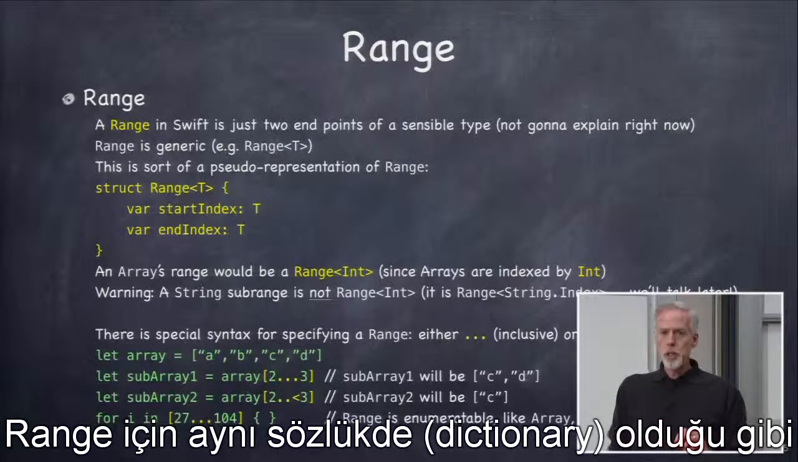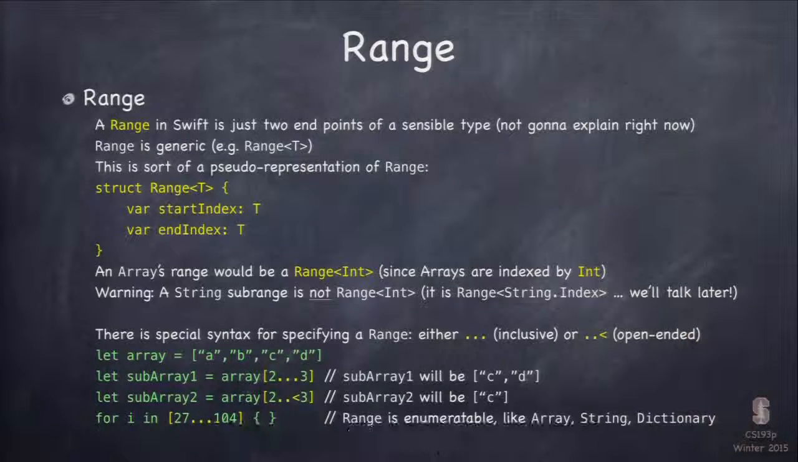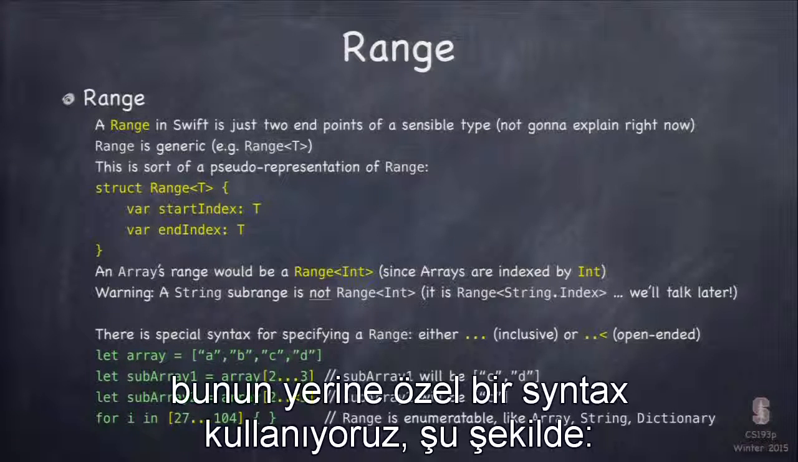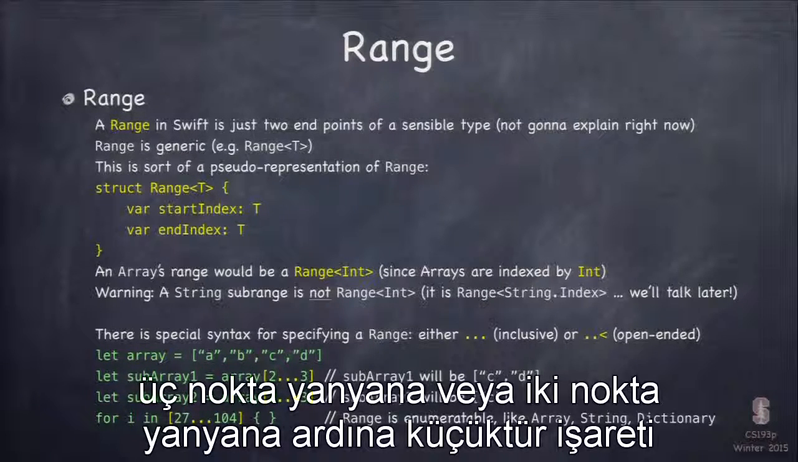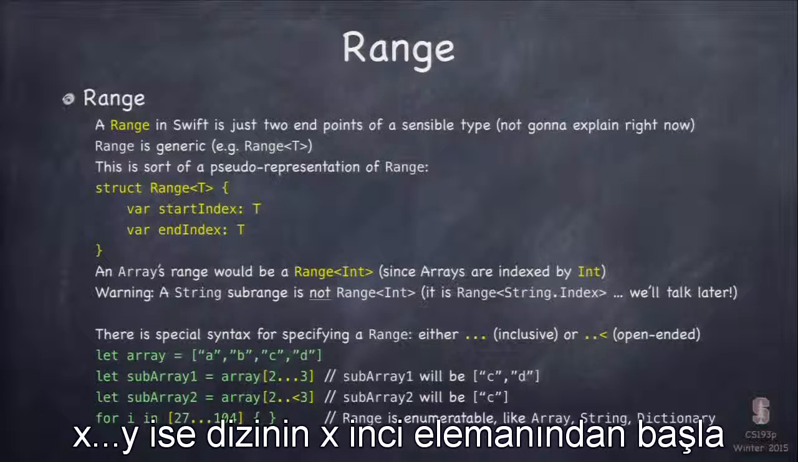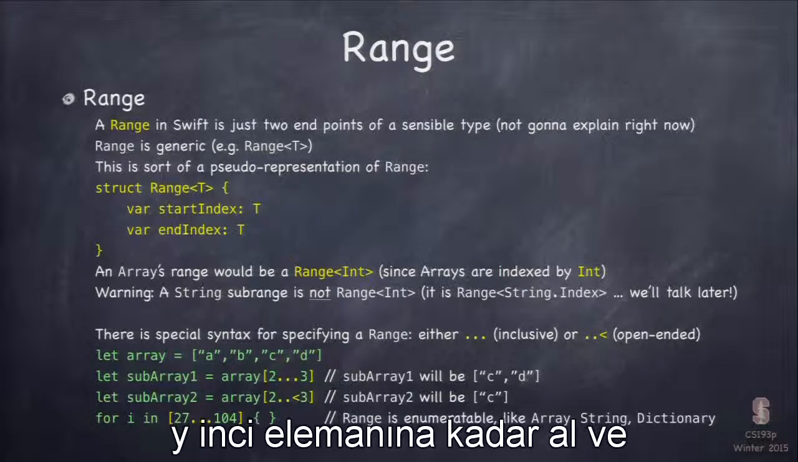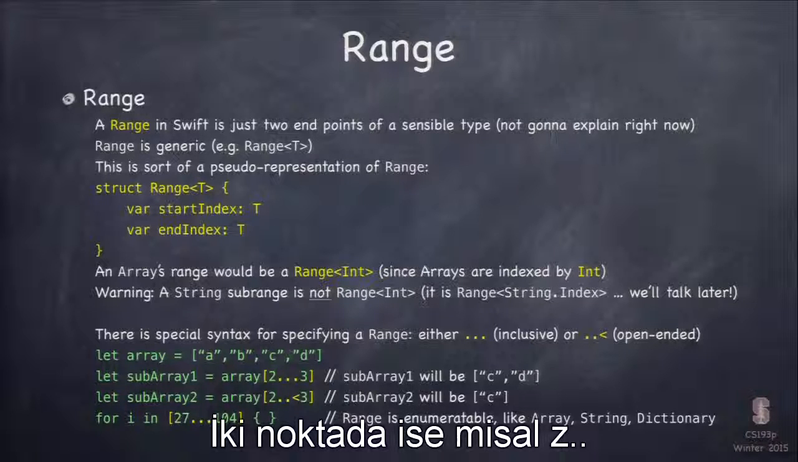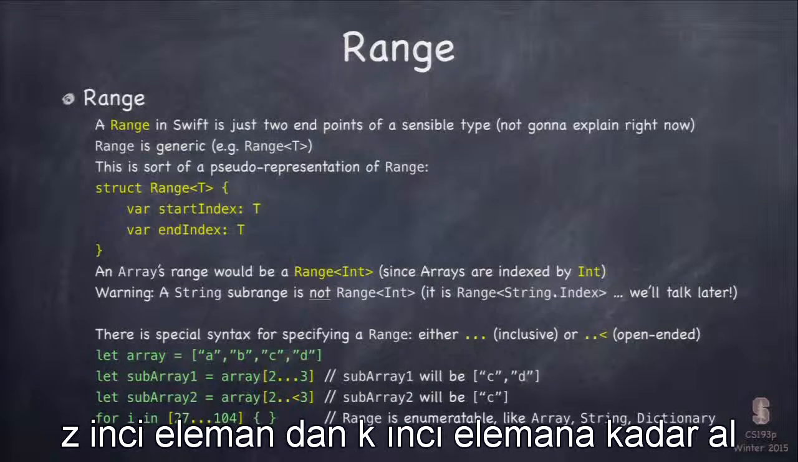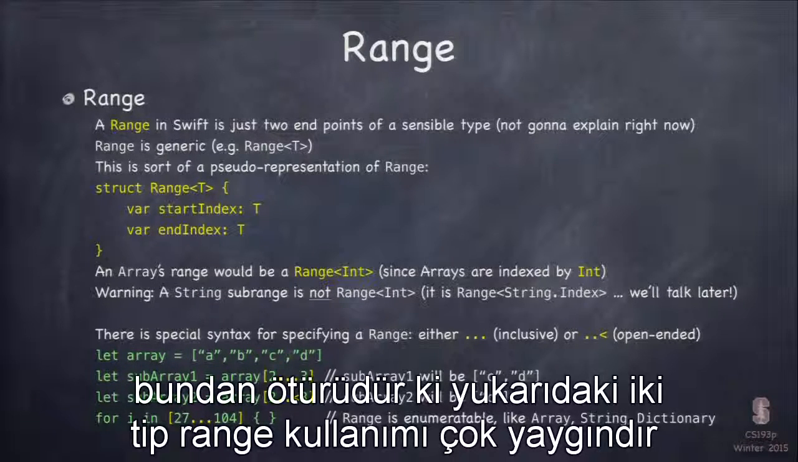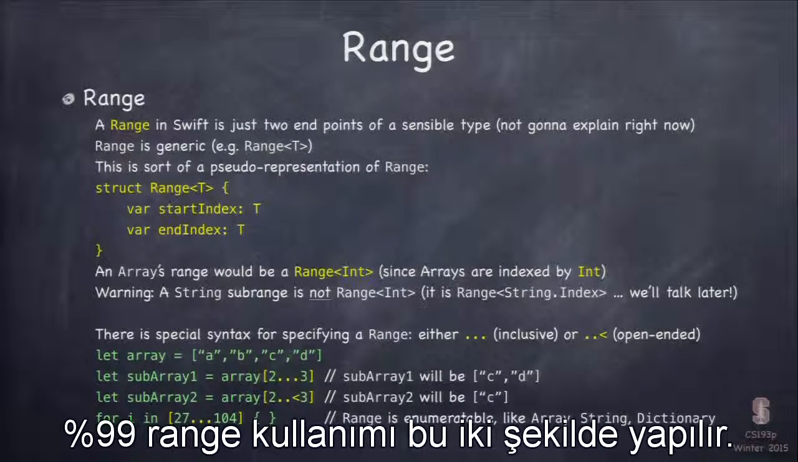So ranges, just like arrays and dictionaries, we don't usually say range angle bracket int equals something. We use this special syntax, and the special syntax is 3 dots or 2 dots and a less than sign. Okay, so the 3 dots means a range from the first thing on the left of the dots to the other thing on the right of the dots. That's the start index and the end index, and it includes both the start and end. Whereas the other one, 2 dots and a less than, means it includes the first one, but it does not include the second one. So it's an open-ended range. Okay? Because both of those kinds of ranges are common. So that's how we specify a range.